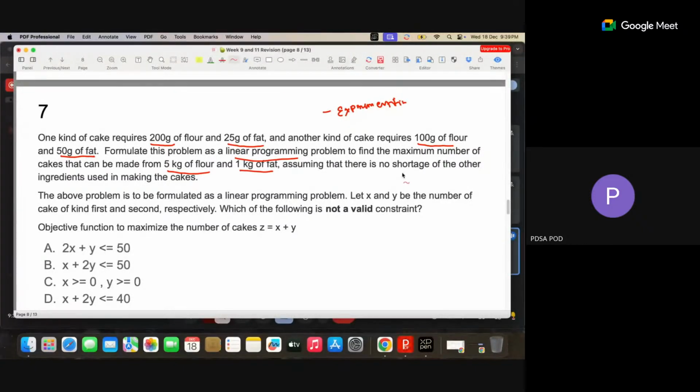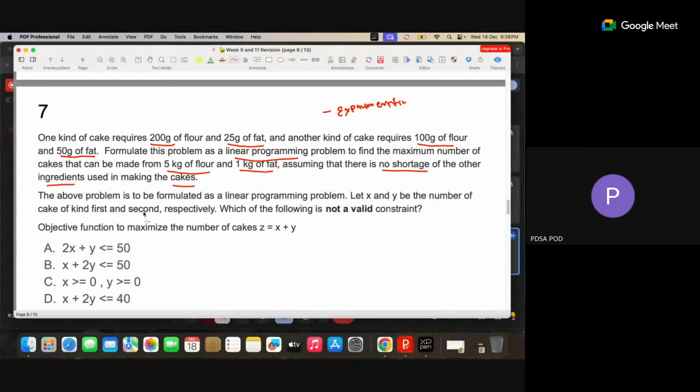Assume that there is no shortage of other ingredients. Other ingredients, like sugar, are all sufficiently available. We don't worry about it. But there is a constraint on flour, and there is a constraint on fat. Did you understand? Using these, they are making 2 varieties of cake.